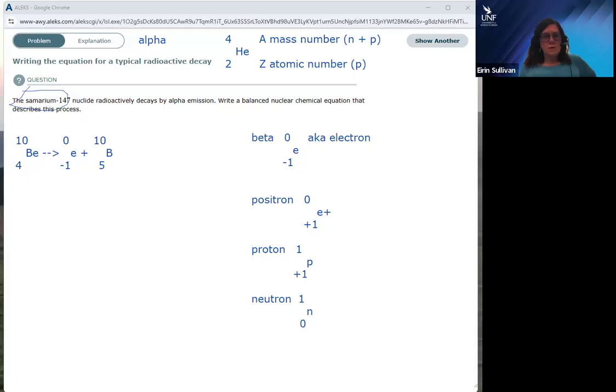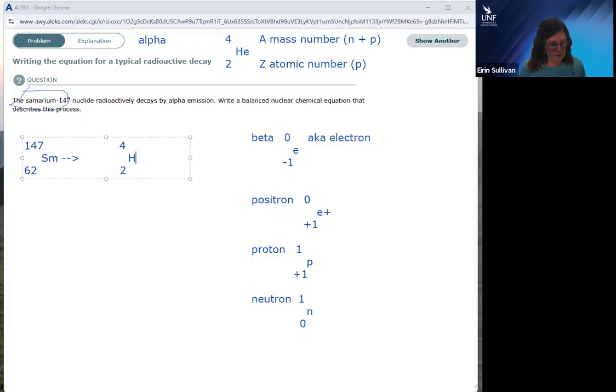All right, so one more just for fun then. So we have samarium-147 decaying by alpha emission. So first of all, let's write the symbol for samarium-147. Samarium is down there in the lanthanides. So that's Z of 62. Okay, alpha emission, so that means the alpha particle, which is the helium-4 nucleus, is on the right-hand side. So 4, 2, helium.